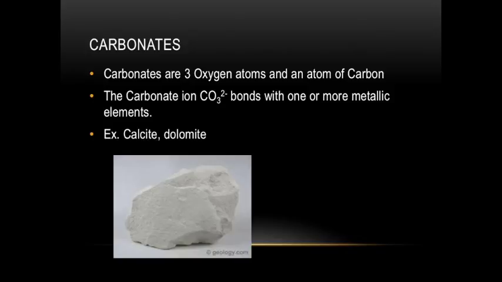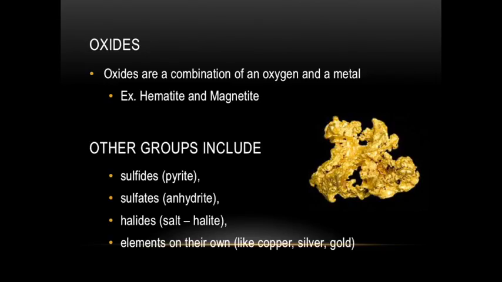But carbonates is our second group besides the silicates. In the carbonates, you have three oxygen atoms bonding with a carbon. So they would have the label CO3, and these usually bond with metallic elements. So for example, calcite and dolomite are two examples of carbonates. Then you have oxides, and oxide is when you have a combination of an oxygen and a metal. So for example, you would have hematite and magnetite, and a lot of times these are magnetic. Other groups would include sulfides, like pyrite, you have sulfates, halides, and then also some elements aren't in a group, like silver, copper, and gold.